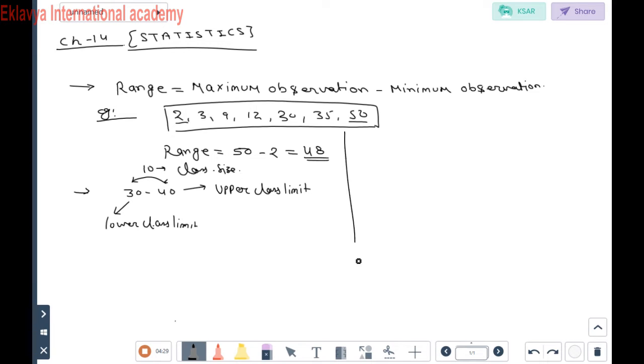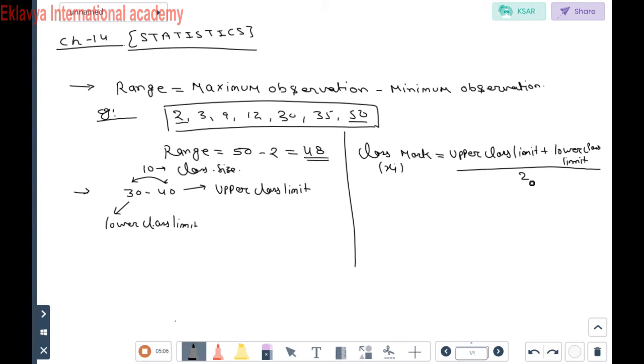Now how will we find the class mark, students? It is represented by xi. So how will we find the class mark? Upper class limit plus lower class limit, divided by 2. Upper class limit plus lower class limit divided by 2, then we obtain the class mark.